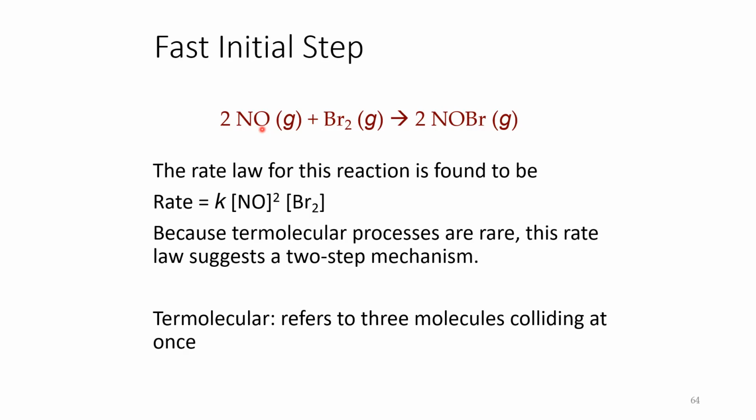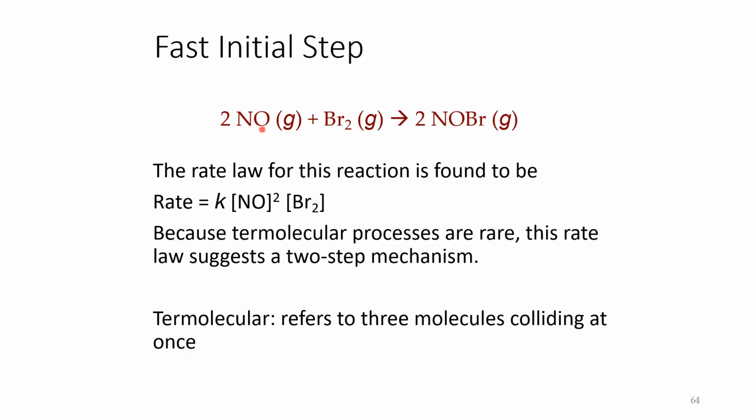And then with this one, 2NO plus the diatomic bromine gives us 2 molecules of NOBr. And we see the rate law shown on the screen: rate constant times the concentration of NO squared times the concentration of bromine. And that actually matches up with the coefficients of this equation.